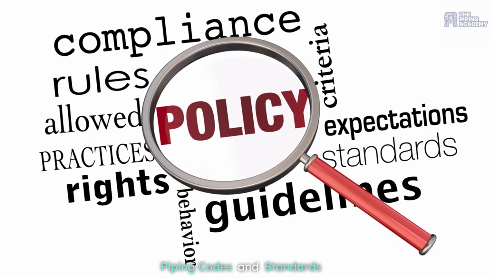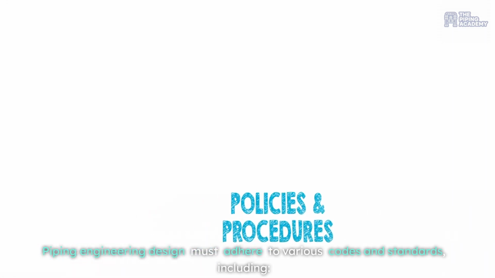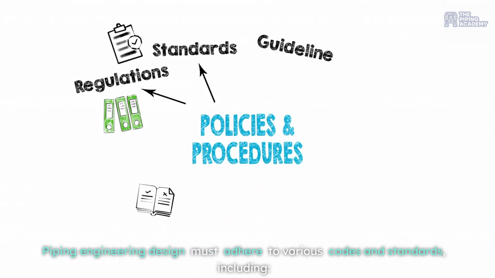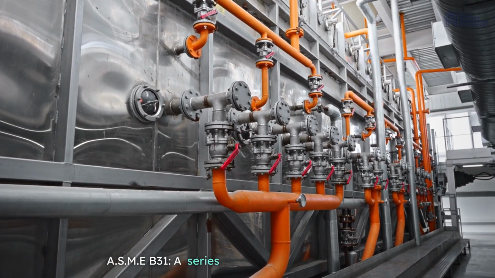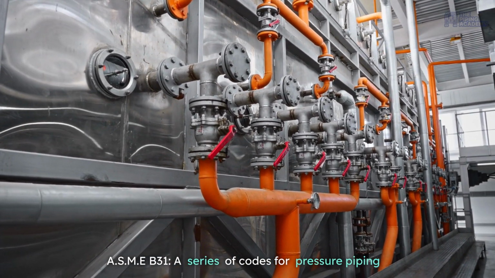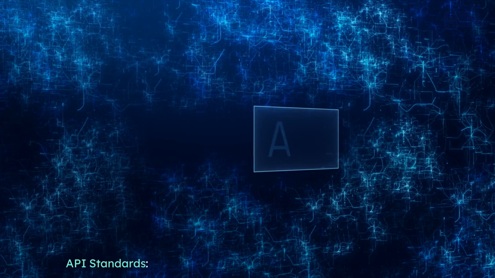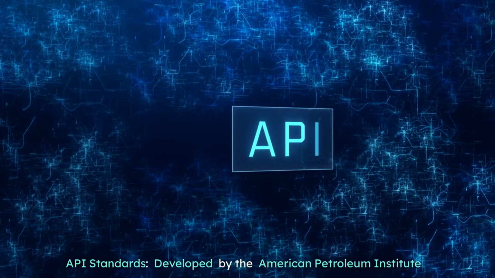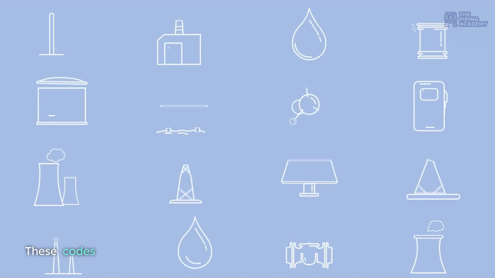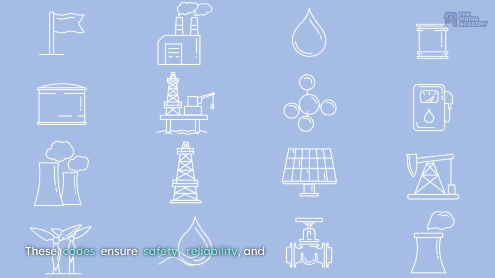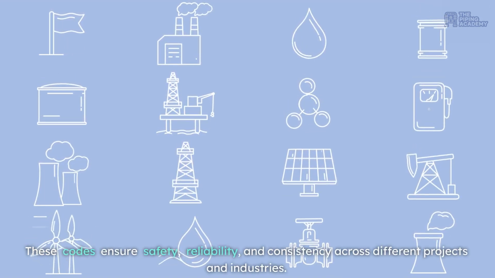Piping codes and standards. Piping engineering design must adhere to various codes and standards, including ASME B31, a series of codes for pressure piping, and API standards, developed by the American Petroleum Institute. These codes ensure safety, reliability, and consistency across different projects and industries.